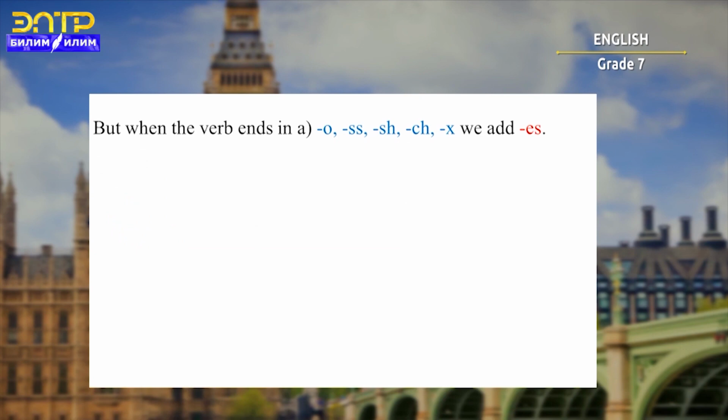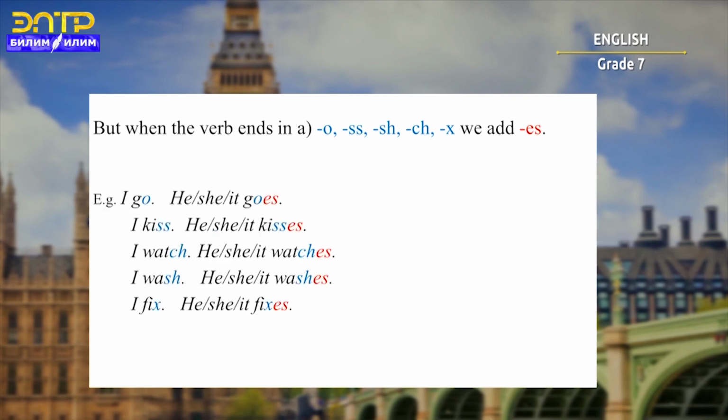But when the verb ends in O, double S, SH, CH, or X, we add the ending es. For example, I go, he, she, it goes. I kiss, he, she, it kisses. I watch, he, she, it watches. I wash, he, she, it washes. I fix, he, she, it fixes.